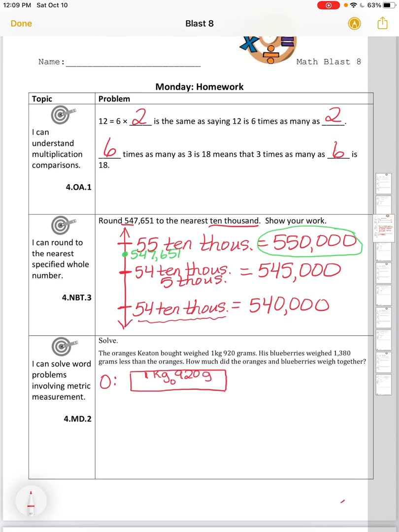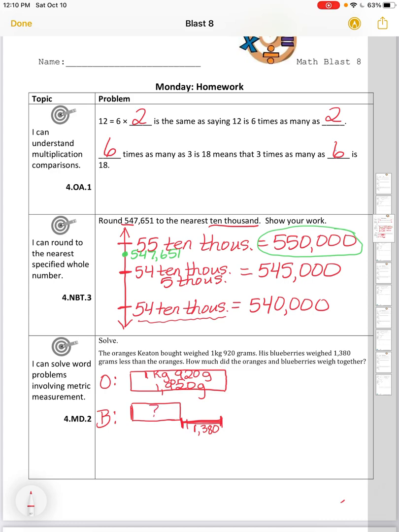Now I know that we could say that is the same thing as 1,920 grams, because 1 kilogram is equal to 1,000 grams. Now, his blueberries weighed 1,380 grams less than the oranges. So we have 1,380 grams less than his oranges. So that means the blueberries will be this portion of the tape. And we say that here's 1,380 grams less.